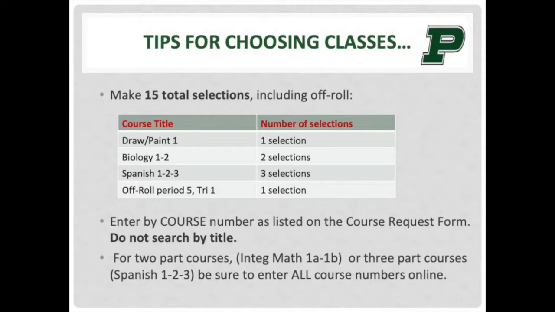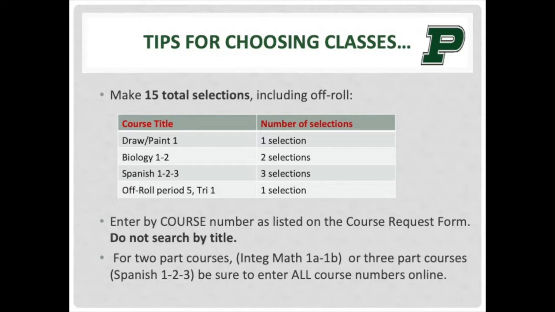You must complete the CRF form and online course selection. You must enter 15 selections into the computer. If you have entered fewer than 15, the computer will be forced to choose classes for you, and no one wants that. Search for courses by the course number, not the title. Be sure to enter each course number exactly as it's listed on the CRF.